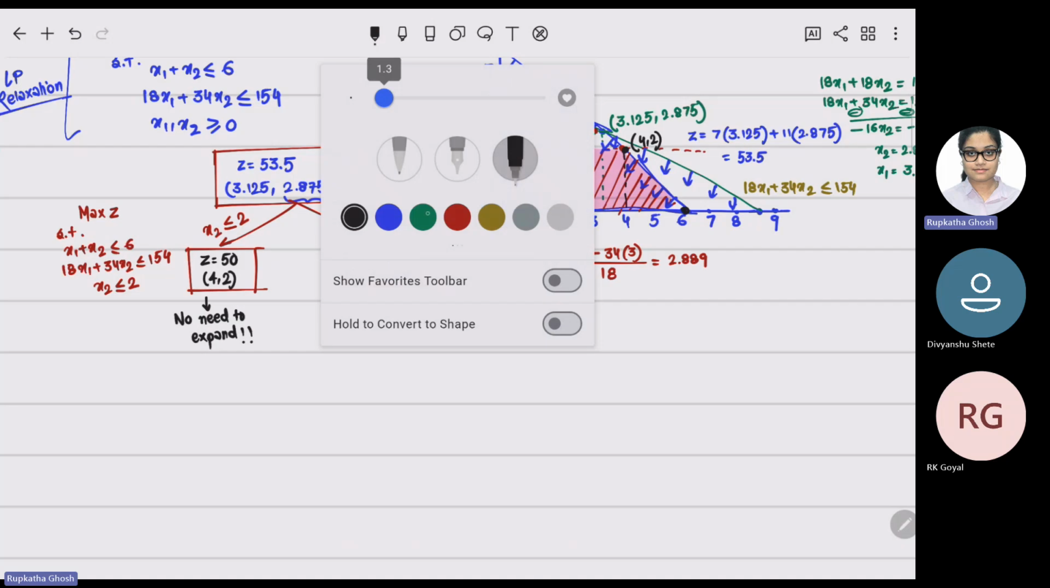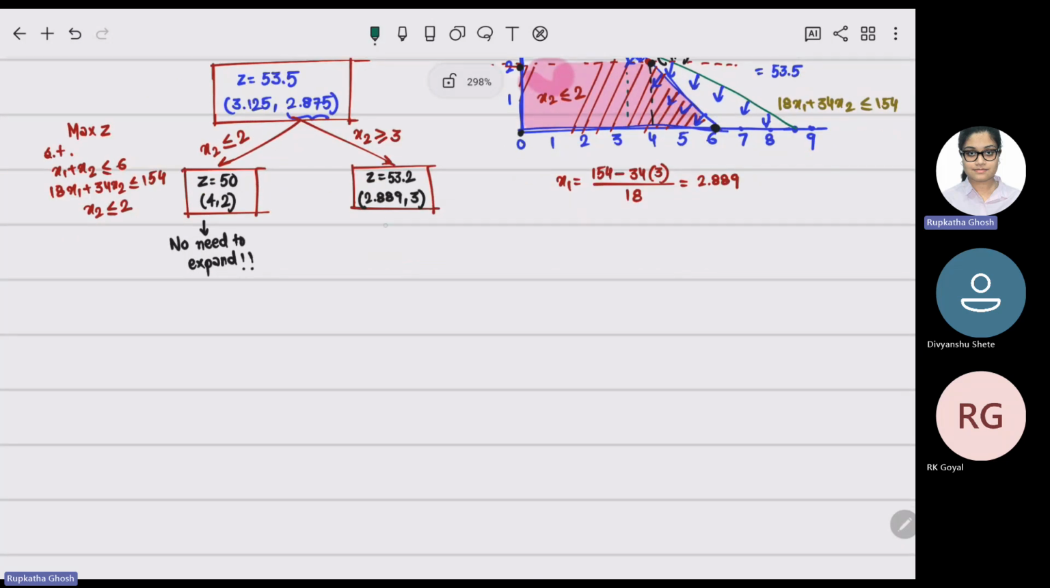Okay, now again, you further branch this. Now, on what basis will you branch? X1 is less than or equal to 2 and X1 is greater than or equal to 3. So that means, let's say if I take up this one, my model becomes max Z subject to X1 plus X2 less than or equal to 6, 18X1 plus 34X2 less than or equal to 154, X2 greater than or equal to 3, X1 less than or equal to 3. So do you understand? You keep adding one constraint at a time.